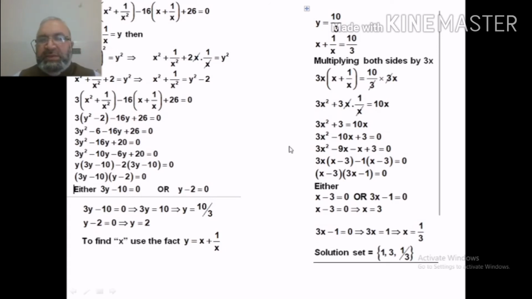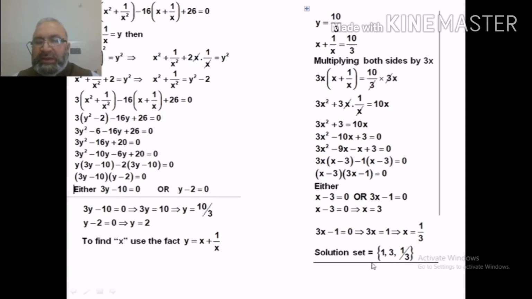Again, we can solve it by factorization. So 3x square, making factors of minus 10, minus 9 minus 1, plus 3 equal to 0. So 3x is common, we get x minus 3, and minus 1 is common in the next two terms, so we get x minus 3. Again we get x minus 3 into 3x minus 1 equal to 0. So each factor is equal to 0. x minus 3 equal to 0 means x is equal to 3, and 3x minus 1 equal to 0, it becomes 3x is equal to 1 or x is equal to 1 by 3.